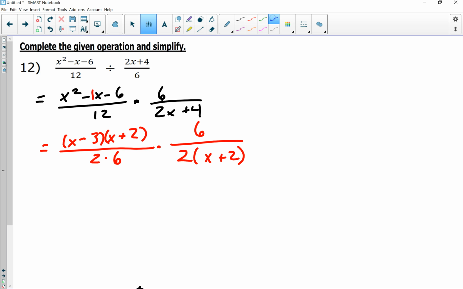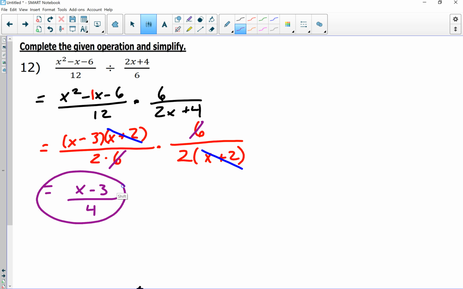And now that everything's factored, I can go ahead and look for common factors on the numerator and denominator that will cancel. So x plus 2 could cancel out. My 6's, I already knew were going to cancel out. And then the rest I can't. There is a 2 on both of these, but they're both in the denominator. You need a numerator-denominator pair, so those don't cancel. So what is left from all this? Well, in the numerator, the only thing left is x minus 3. On the denominator, I would multiply 2 times 2, which is 4. And so I could leave my final answer like that.